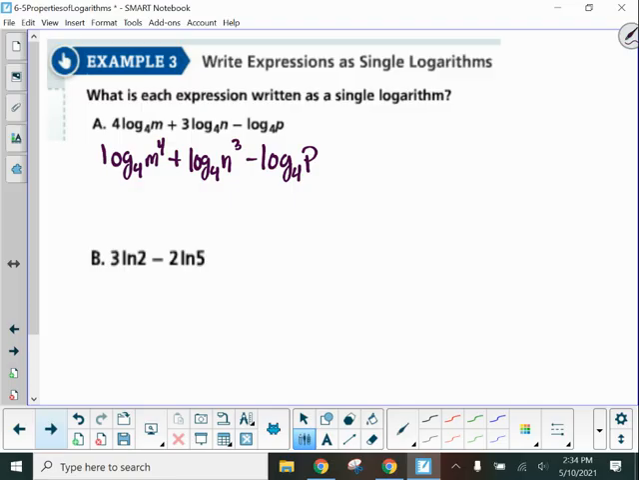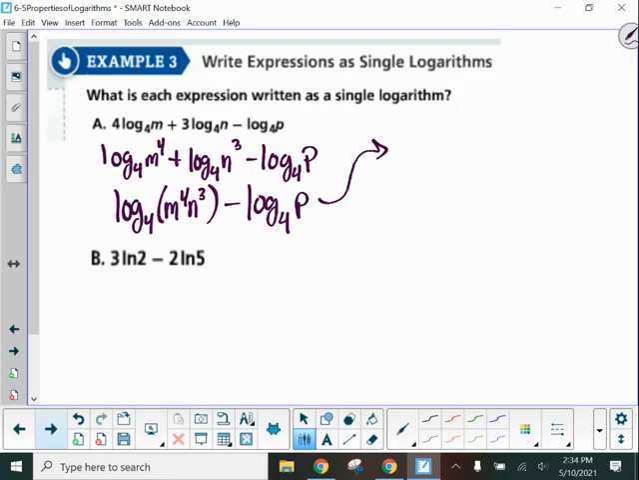So log base 4 of m to the fourth plus log base 4 of n to the third. These logarithms are being added together, so this is a product rule. So this is going to be log base 4 of the product m to the fourth times n to the third. And then I have my log base 4 of p. Now I have a logarithm minus something, so this is now going to be the quotient rule. And you could probably have combined them all together using one step instead of two different steps like I did.